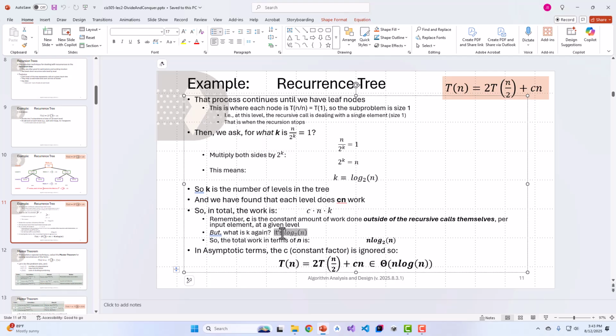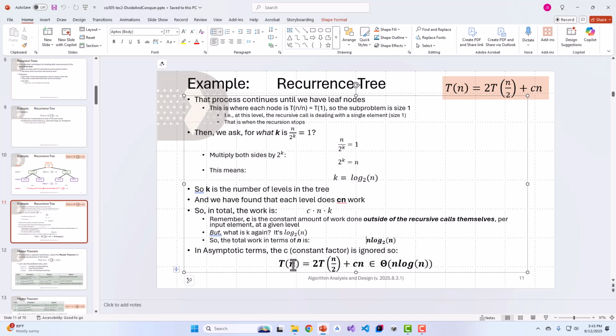It is log base 2 of n. So the total work is what? C times n times k. You end up with n log n. In asymptotic terms, the c constant factor is ignored, right? So it could be c n log base 2 of n, but we ignore that.